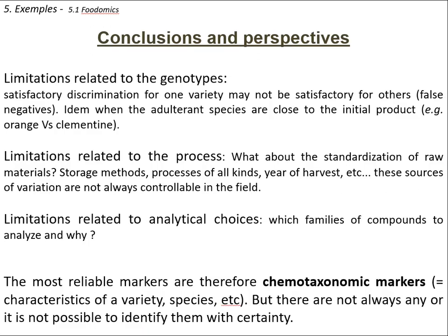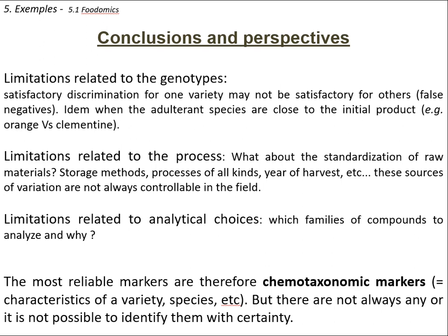So what can we conclude from this? Well, first, the limitations related to the genotypes are very important. You might find many markers between apple and pomegranate, for example, but using certain varieties. And if you change varieties, maybe some markers won't be valid anymore. So this is a very important limit. When trying to find a reliable marker of adulteration or traceability, it's very important to consider all the possible variation sources that might determine this discrimination, and genotype is one of them.